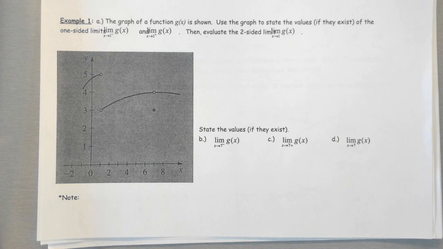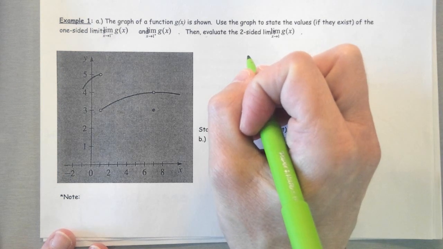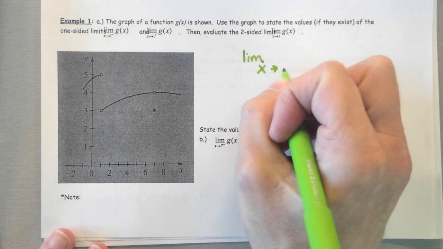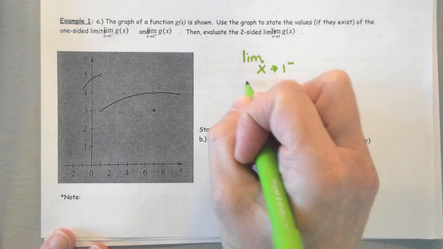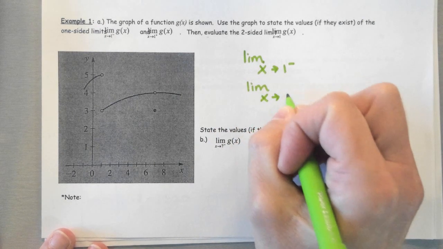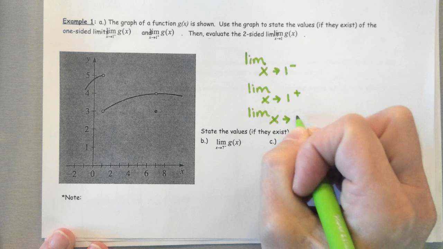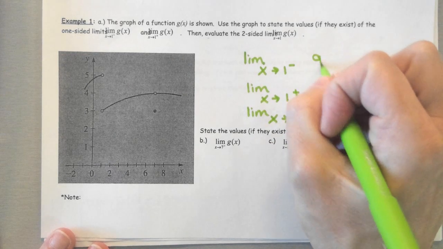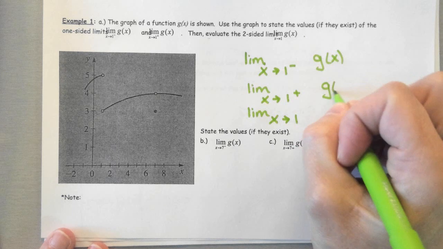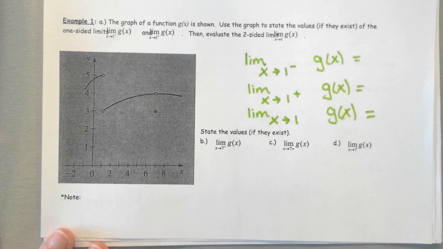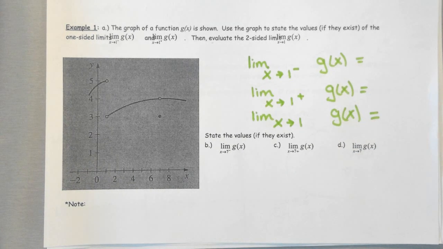Super interesting graph. And we're going to find some different limits. We're going to start with the weirdest spot. We're going to start with 1. So I want us to find the limit as x approaches 1 from the left, the limit as x approaches 1 from the right, and then we're going to look at the overall limit as x approaches 1. And we don't have an equation for g of x, so I'm just going to write g of x here. If you have the equation, you can write it in. We don't have that. Okay? So we're going to start there, and then we'll come back and deal with those other values in just a minute.